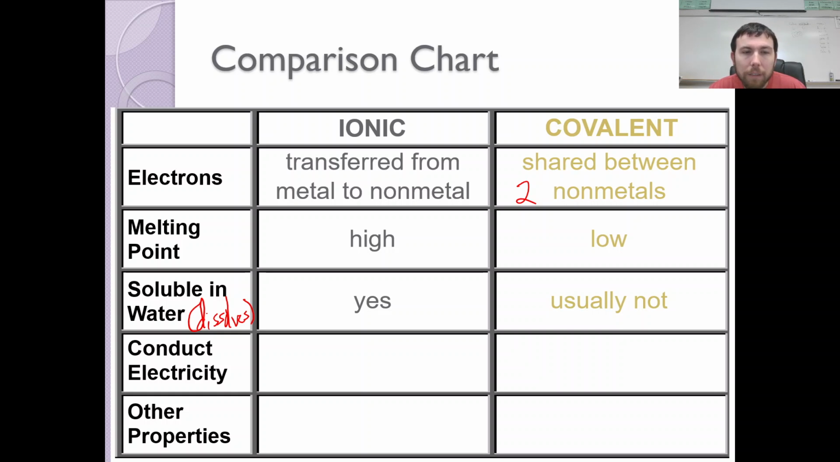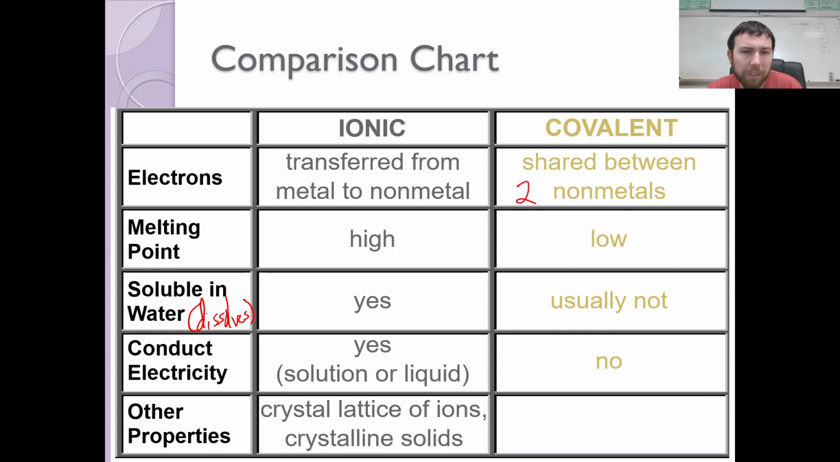All right. Do they conduct electricity? Do they have the ability for electrons to move within them? For your ionic substances, when they are in the liquid state or when they've been dissolved in water, then ionic substances can conduct electricity. Your covalent compounds, they do not.